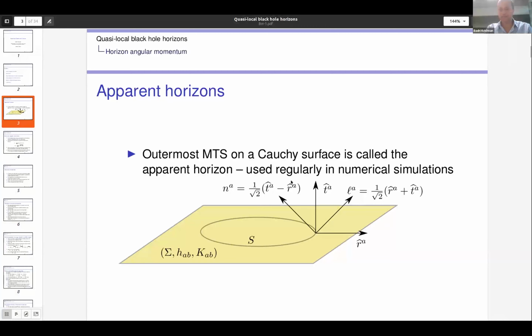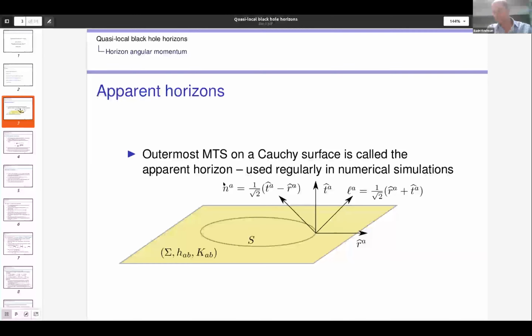So first of all, we have the vectors t hat and r hat. t hat is the unit timelike normal to this surface, and r hat is the unit spacelike normal to S within sigma. So you have a given surface. There's one direction which goes out of it, that is this t hat, so it's unit timelike. And within the surface, you have a unit spacelike radial vector r hat given to you. From these two, you can construct the L and the N. So this is one choice of null normals.